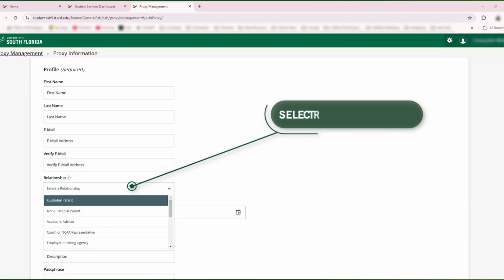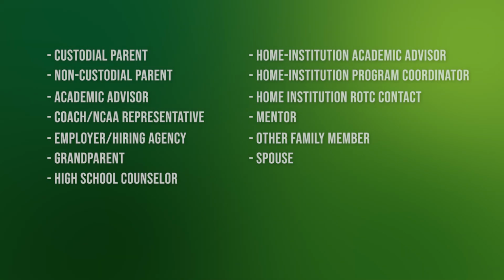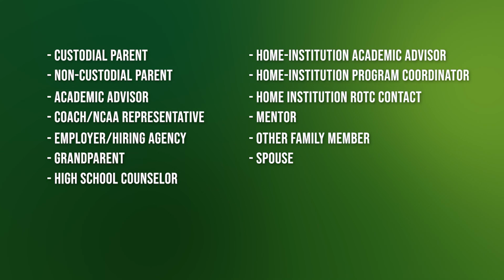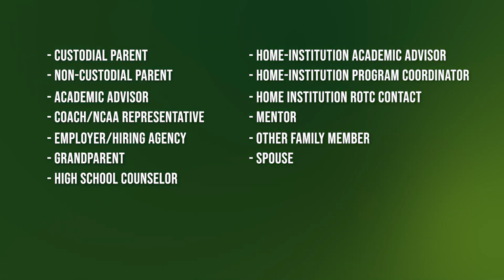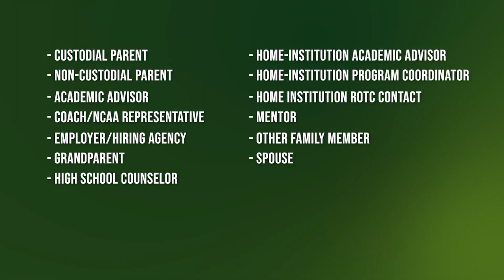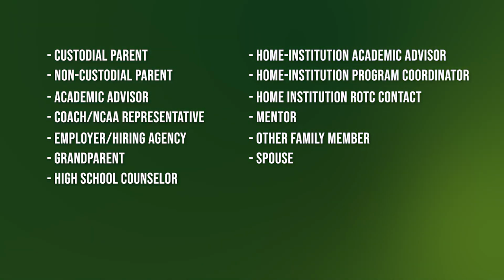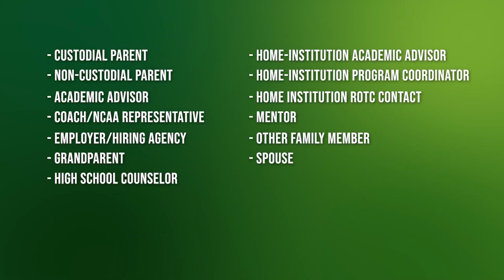Next, select the relationship type that best defines your relationship. Your options are custodial parent, non-custodial parent, academic advisor, coach or NCAA representative, employer or hiring agency, grandparent, high school counselor, home institution academic advisor. This is for undergraduate visiting and transient students. Home institution program coordinator. This is for graduate visiting and transient students. Home institution ROTC contact. This is for students participating in the ROTC Crosstown Agreement. Mentor, other family member, or spouse.